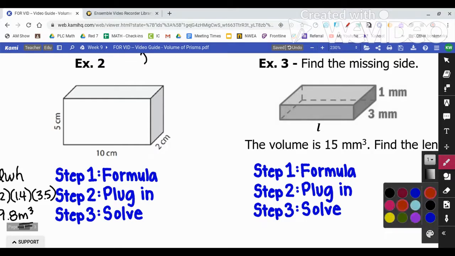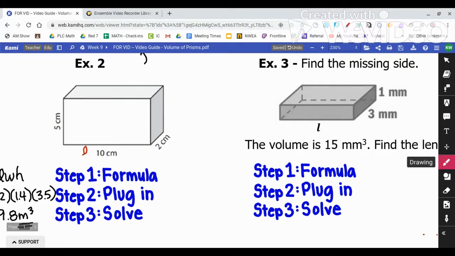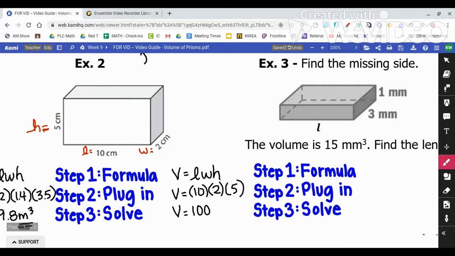Moving on to my next example. The first thing I'm going to do is just label my sides as the length, width, and height. This just makes it easier to find the numbers later when I'm plugging them into my formula. All right, so then you just have to write down your formula and plug in the numbers above. Once you multiply them on your calculator, you'll have the volume for the rectangular prism. And the answer is 100 centimeters cubed.